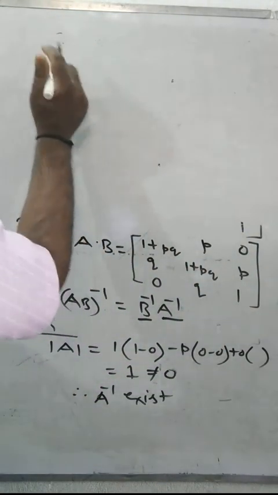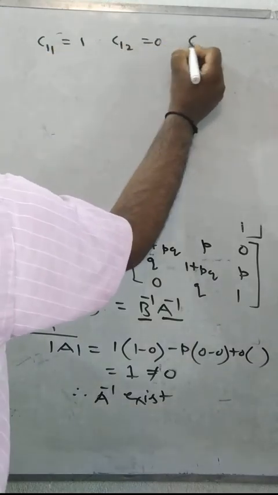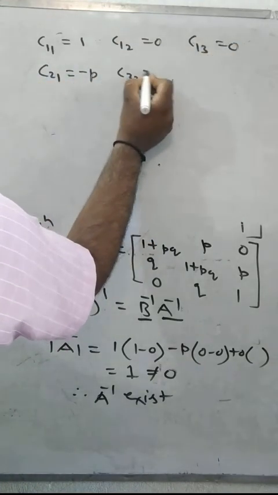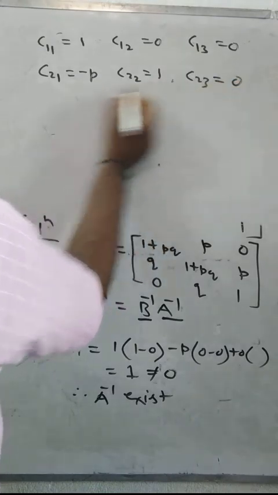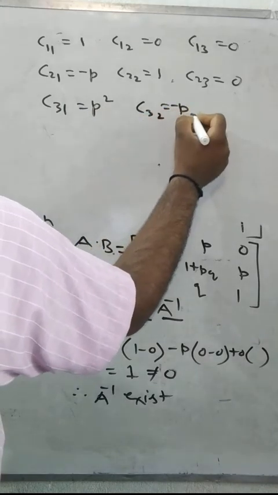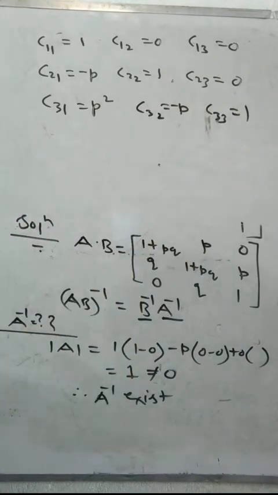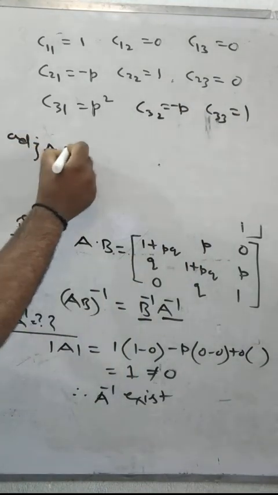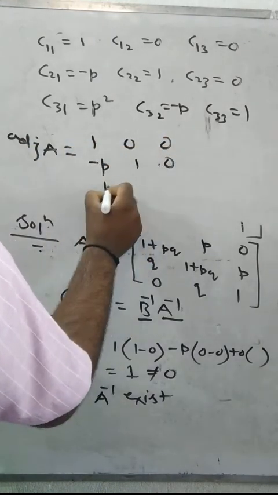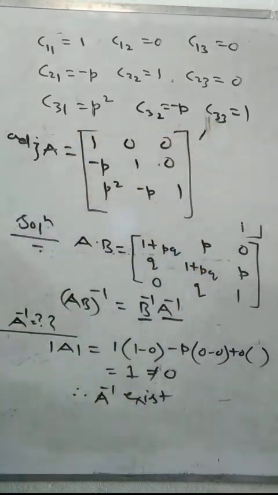And if I find the cofactors: C11 is 1, C12 is 0, C13 is 0, C21 is minus P, C22 is 1, C23 is 0, C31 is P square, C32 is minus P, C33 is equal to 1. So adjoint A, you all know, can be written as [1 0 0; -P 1 0; P² -P 1], its transpose.